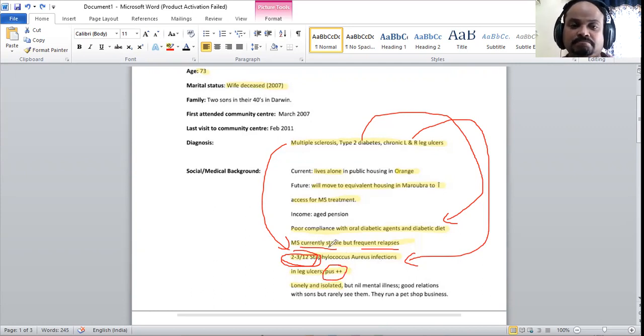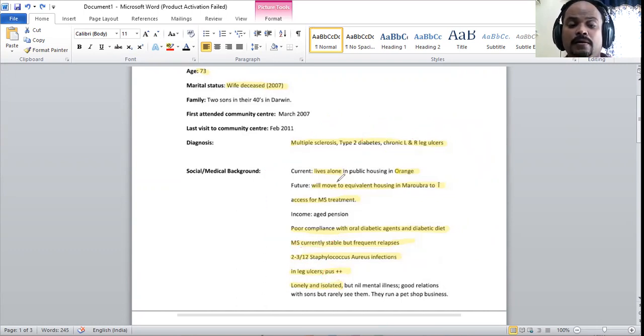Now, right now, we are providing all this treatment. We are providing multiple sclerosis treatment. Right now, his condition is stable. We are providing type 2 diabetes treatment. Even though he has poor compliance, right now it's okay. We are treating the chronic leg ulcers too.